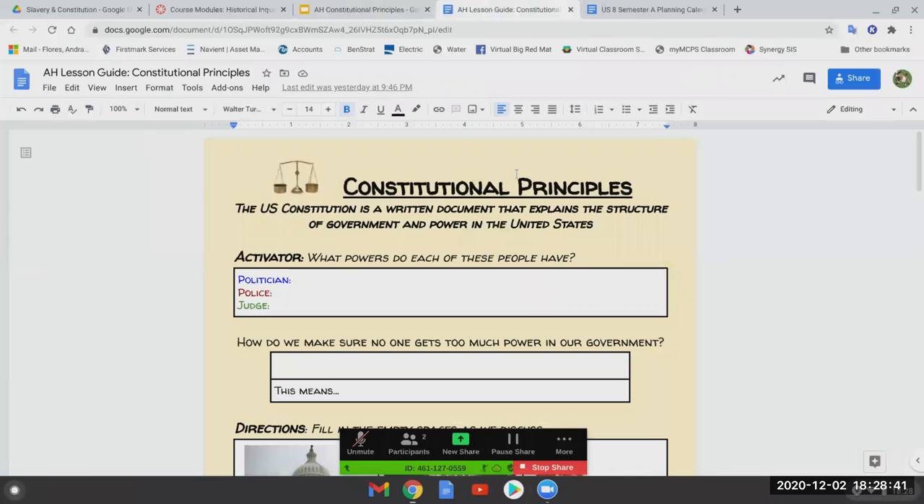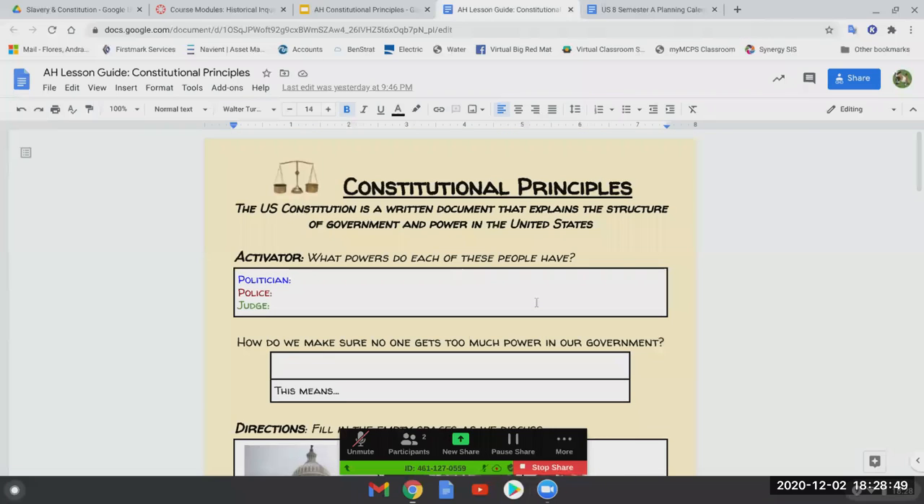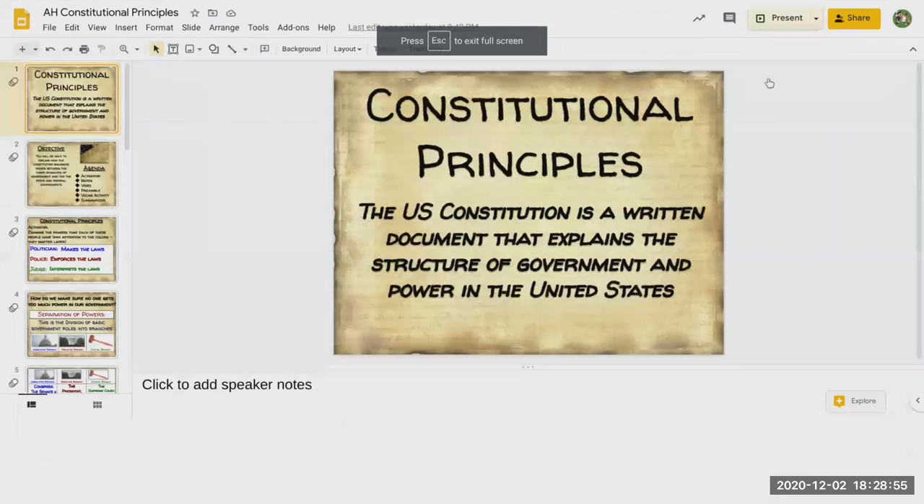When you open your lesson guide, it's going to look like this. And as I go through the lesson, you will fill in your lesson guide with the appropriate content based on this lecture burst. So, constitutional principles.